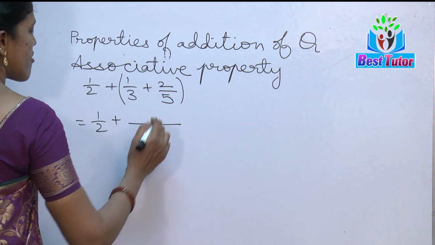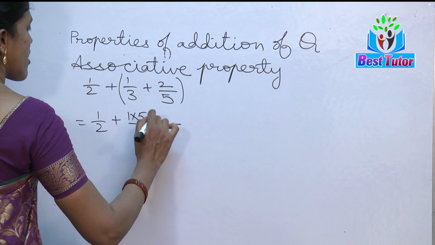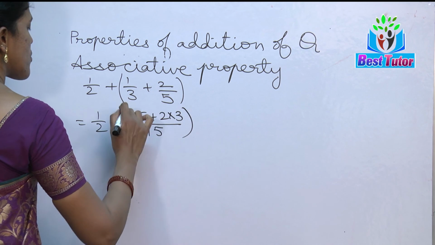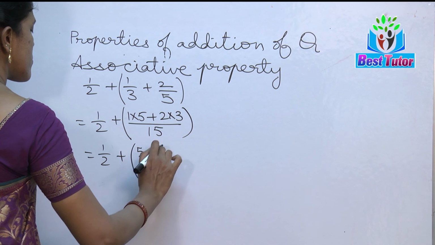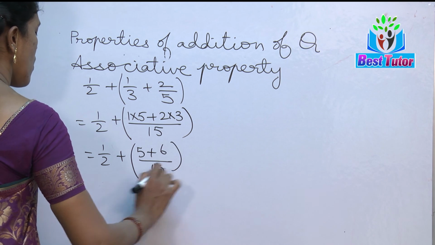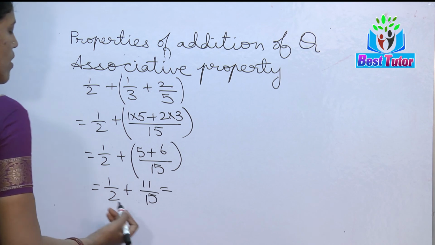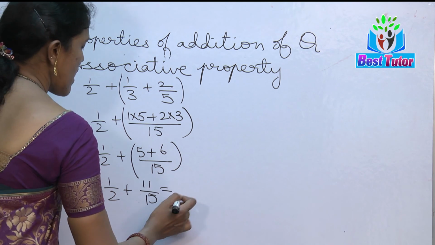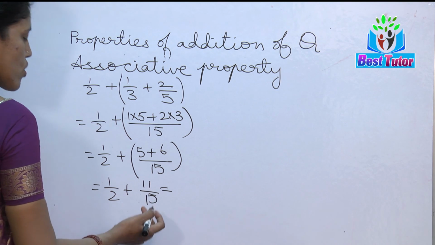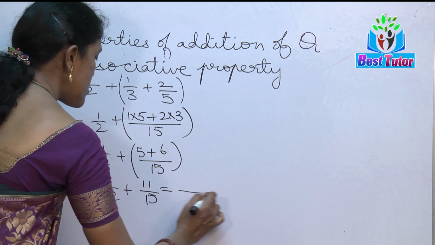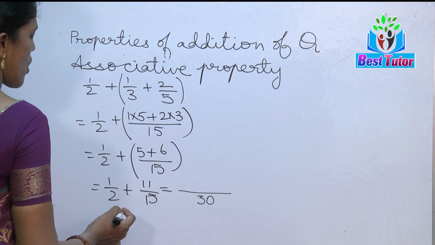The procedure is 3 and 5 LCM is 15. So, if I convert them into equivalent like fractions, this is the procedure. I would get 5 plus 6 by 15 or 1 by 2 plus 11 by 15. Now the procedure continues. 2 and 15, the LCM is going to be 30 because these two are co-prime numbers. They don't have any common factor. So I would like to convert them into equivalent like fractions, that is the fractions with same denominator.